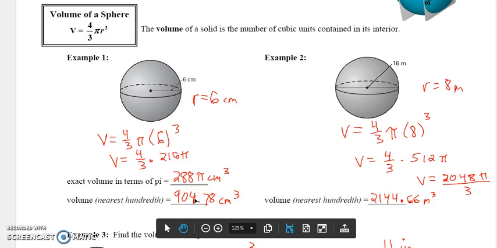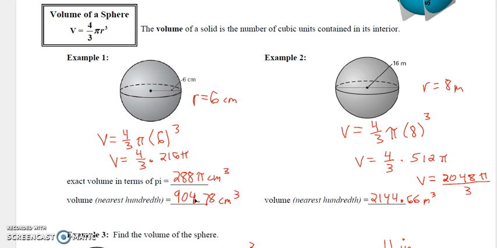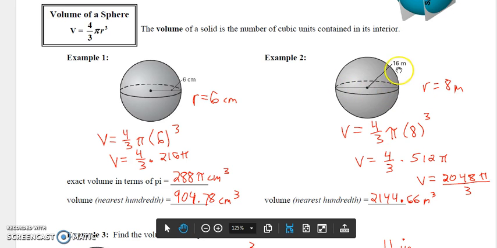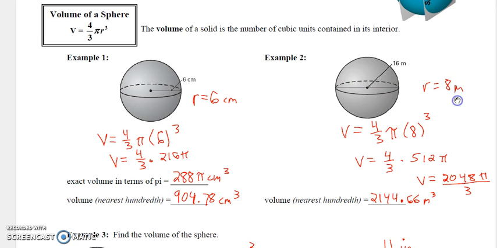Example 2 is exactly the same, except they're giving you the length of the diameter of the great circle, which is 16 meters, and we want the radius. So you have to divide that by 2 to get 8. Once I get that, I'm going to substitute it into this equation, 4/3 pi r cubed.